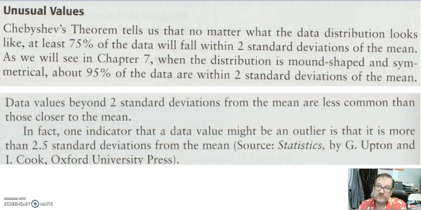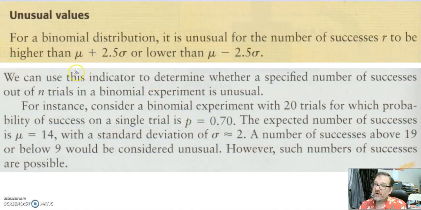So go ahead and jot that down. How are we going to find our unusual values? We're going to do mean plus 2.5 times our standard deviation, or mean minus 2.5 times our standard deviation. This is how far up we can go and still be expected to happen. If I'm above this number, I'm probably an outlier. If I'm below this number, I'm probably an outlier. We can use this indicator to determine whether a number of successes is unusual, potentially an outlier.